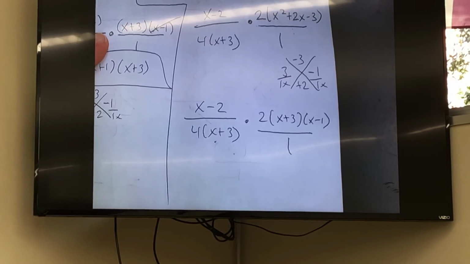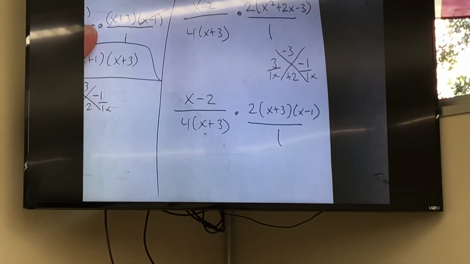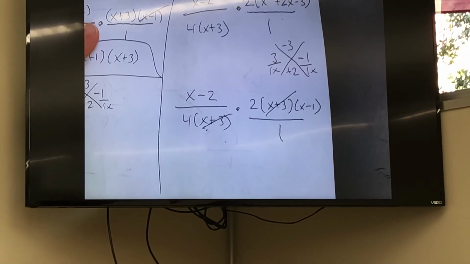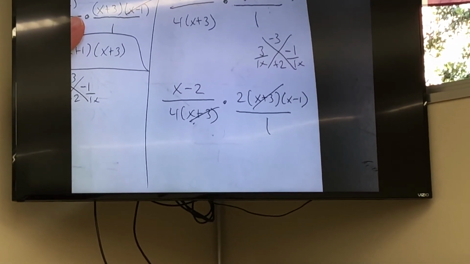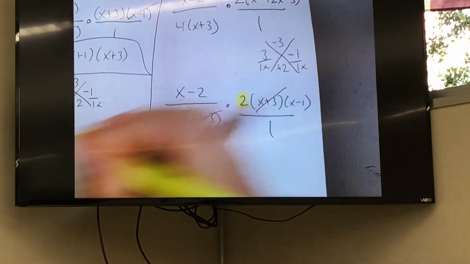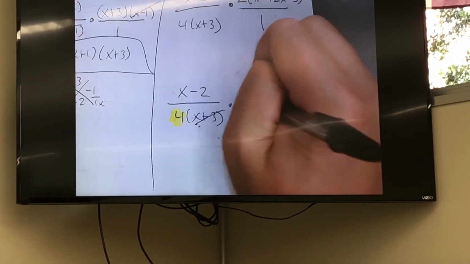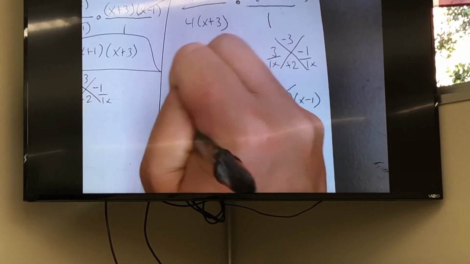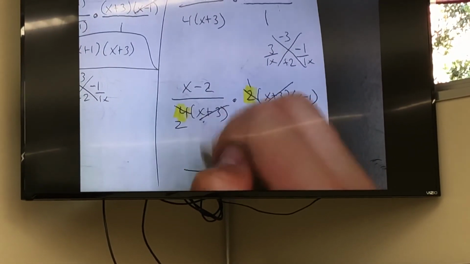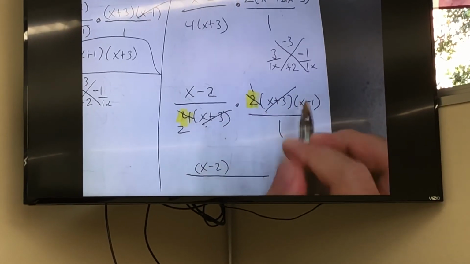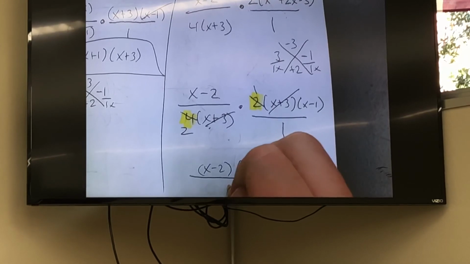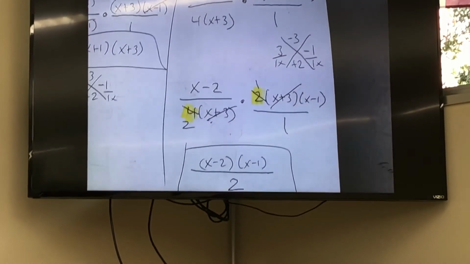Let's see. I pick you, Miss May. Ooh, what cancels? x plus 3s. Is that it? Oh, wait, the 2 and the 4. That's right. Don't forget that, folks. 2 can go into itself once. It can go into 4 twice. So we are left with x minus 2 and an x minus 1 all over a 2.